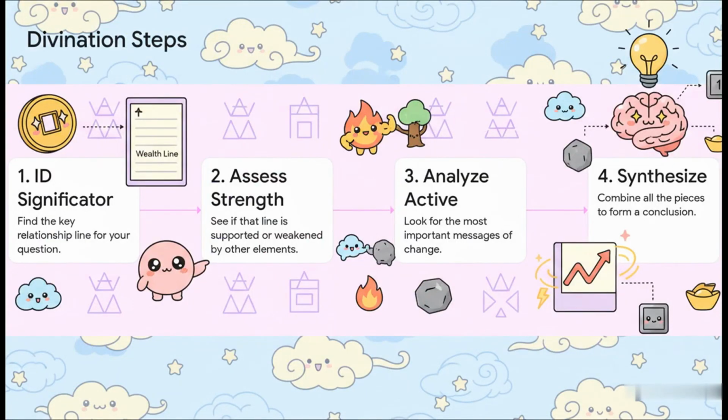So with that in mind, here's a super simplified 4-step way to get started. Step 1, figure out your main character. This is called the significator. If you're asking about a job, you look at the official's line. Step 2, check its strength. Is it getting help from the other elements, or is it being held back? Step 3, look for those active lines. They're telling you the most important part of the story. And finally, step 4, put it all together and synthesize what you're seeing to get your answer.